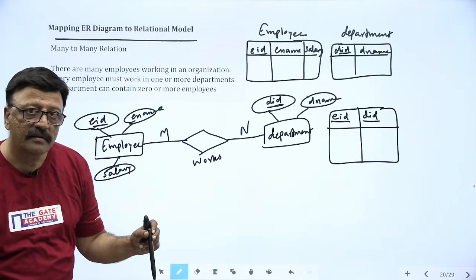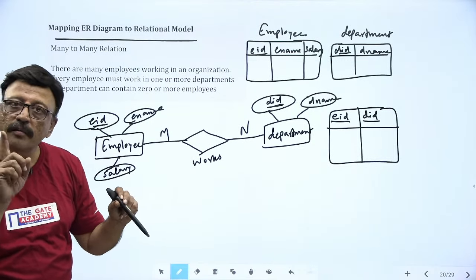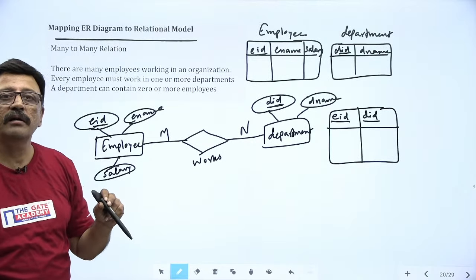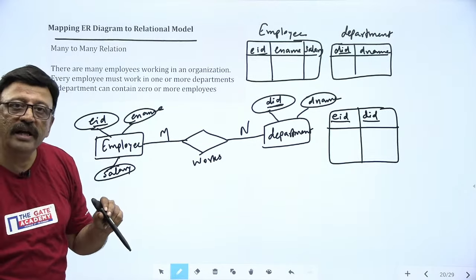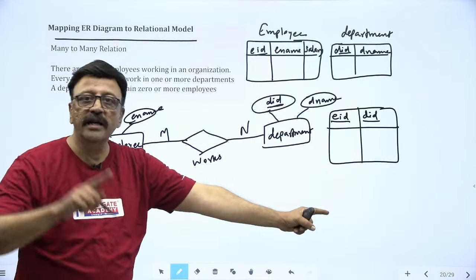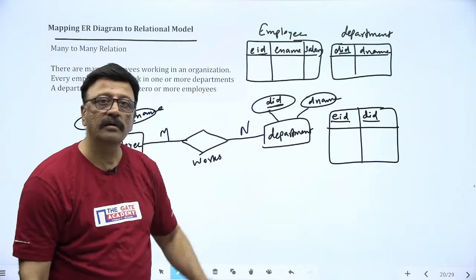Two entities make 2 tables. Relationship was many to many. When it is many to many, a third table will be created. And what will be there in that table? Key attribute of one entity and key attribute of other entity. 2 columns will be there.